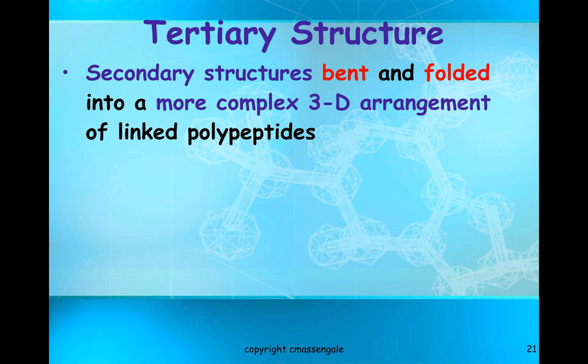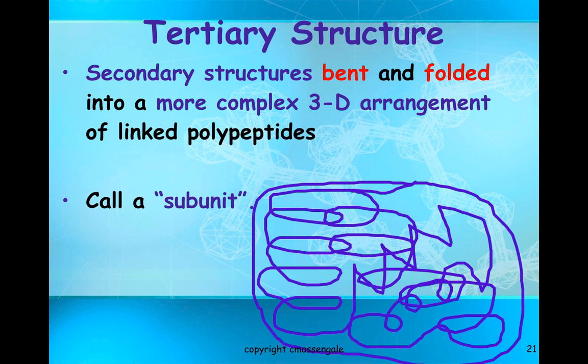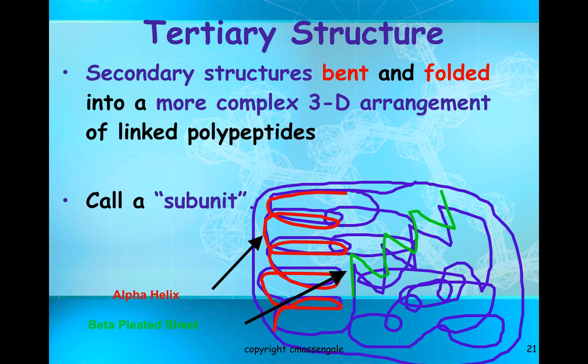Right, tertiary structure. The secondary structure is bent and folded into a more complex 3D arrangement of linked polypeptides. We call this a subunit, and this is what it looks like. And so it's pretty confusing, but we still have our alpha helix coils, and we still have our beta pleated sheets.